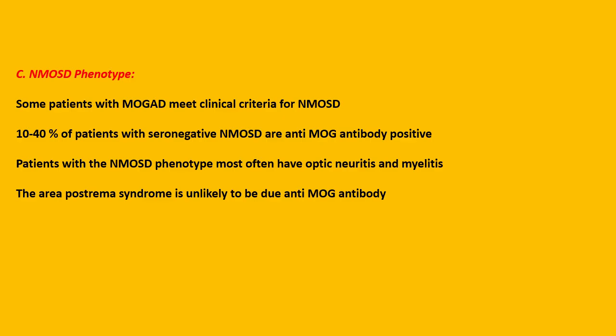The next clinical feature is C, the NMOSD phenotype. Some patients with MOGAD meet clinical criteria for NMOSD. 10 to 40% of patients with seronegative NMOSD are anti-MOG antibody positive. Patients with the NMOSD phenotype most often have optic neuritis and myelitis. The area postrema syndrome is unlikely to be due to anti-MOG antibody.